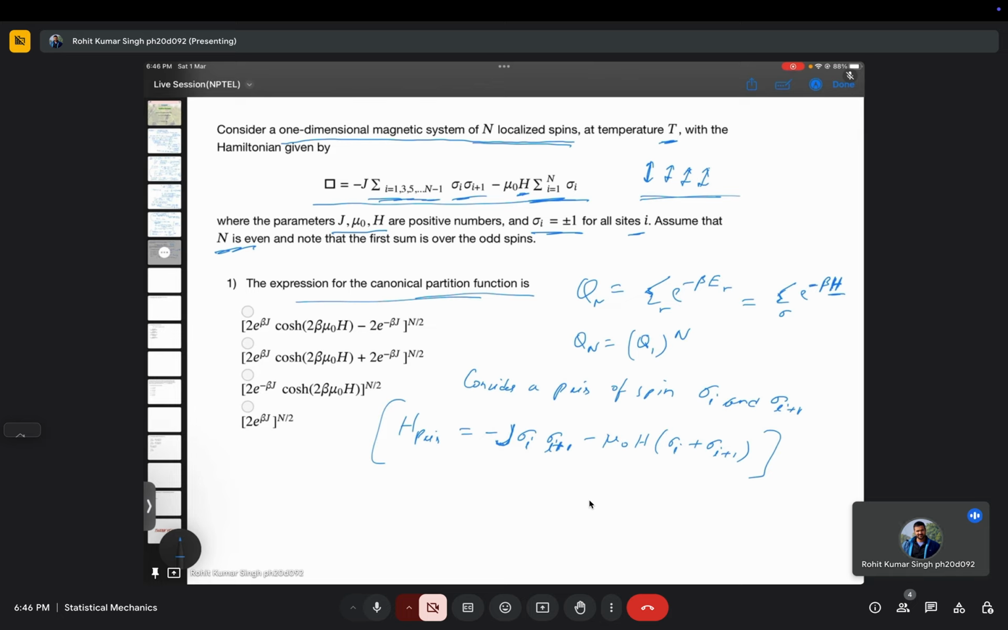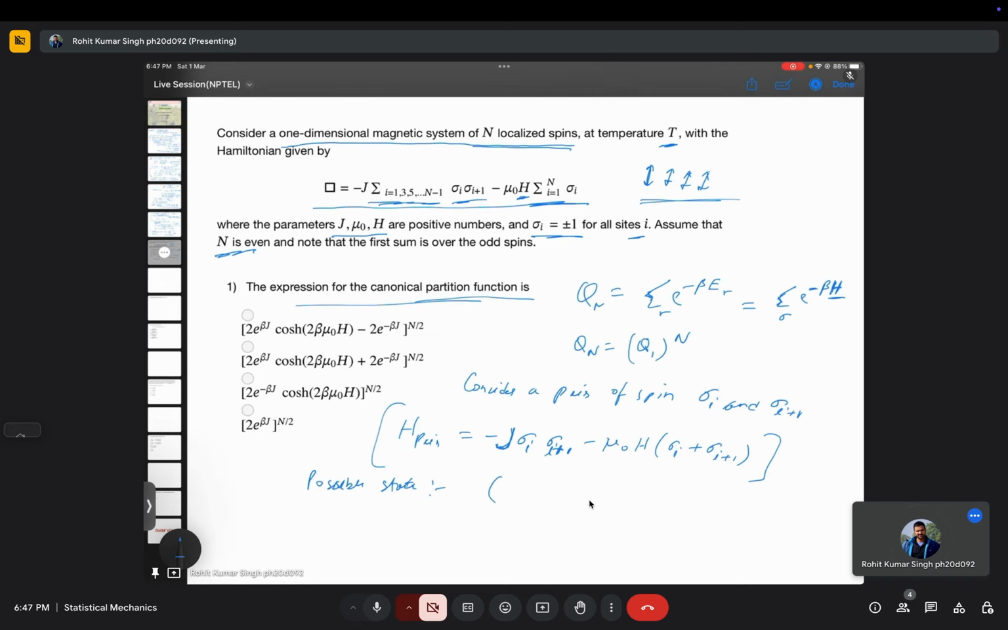Is it fine? I have removed the summation, okay? Now we have to find the possible states for these pairs. So what will be the possible states?